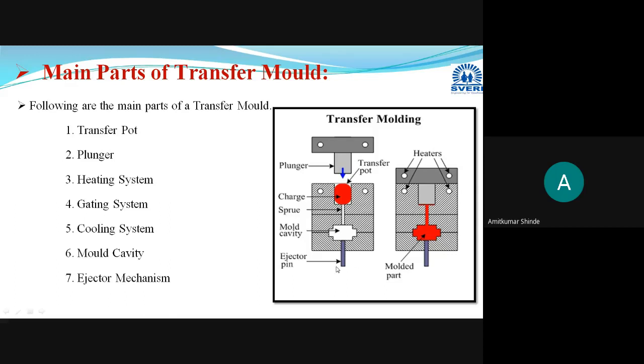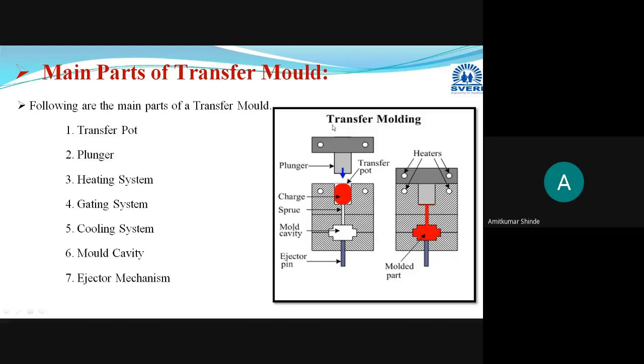The function of the ejector pins is this: this is the closed mold, and after curing we open the mold. Then with the help of these ejector pins, we safely remove the molded part from the mold and obtain the final product. So this is the function of the ejector mechanism: easy and safe removal of the molded part from the mold after opening it when curing is finished. So these are the seven main parts present in the transfer mold.